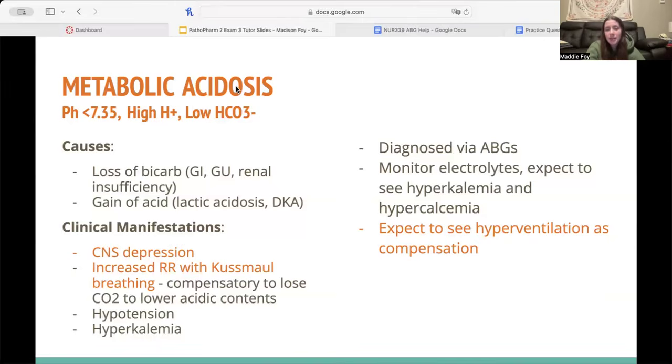All of these are going to be primarily diagnosed via ABGs, those arterial blood gases. You're going to want to monitor those electrolytes. And then, expect to see hyperventilation as compensation.